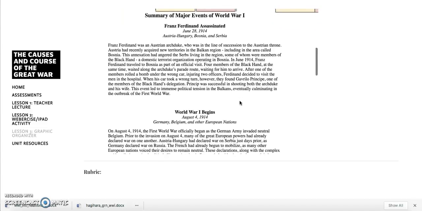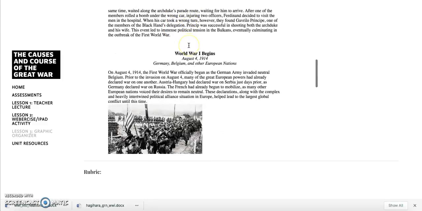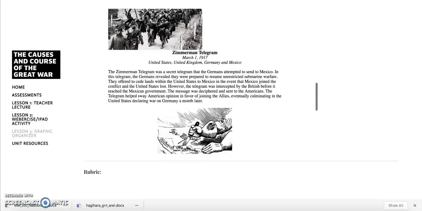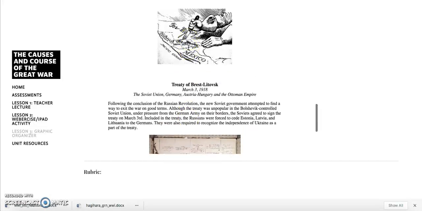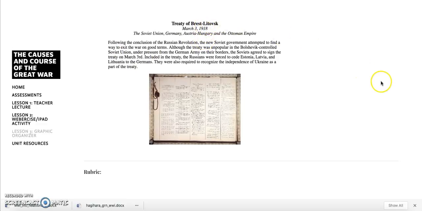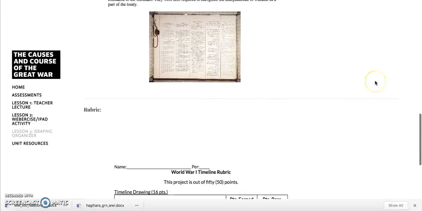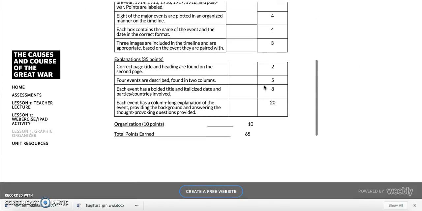Then, on the second and third pages, they outline 4 of the 8 events that they've chosen. As you can see here, I provided information on just 4 of the most popular ones: Franz Ferdinand's assassination, the actual outbreak of World War I, the Zimmermann Telegram, and the Treaty of Brest-Litovsk. As you can see, 3 out of the 4 of them do include illustrations that I've asked for students to do again, and just some basic information for someone who likely would not know what occurred during these different events. And at the bottom of the page, there is a rubric for students to be able to use as they complete the activity.